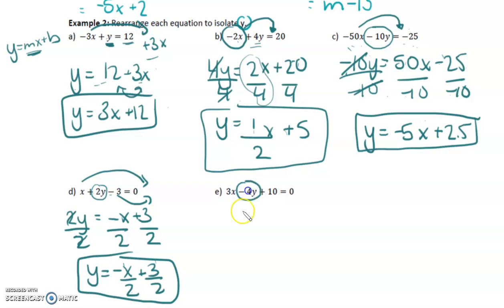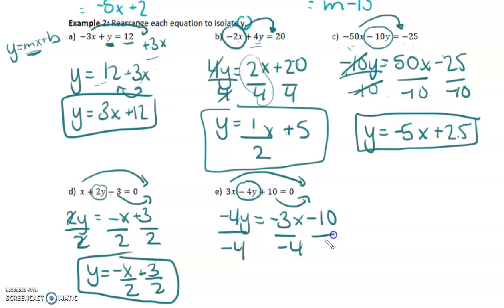Okay, leave the negative 4y on the left-hand side. Bring over the 3x, it becomes negative 3x. Bring over the 10, it becomes negative 10. Okay, and now we divide out the coefficient of y. We divide each and every term by that number.